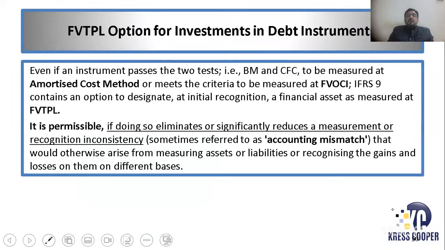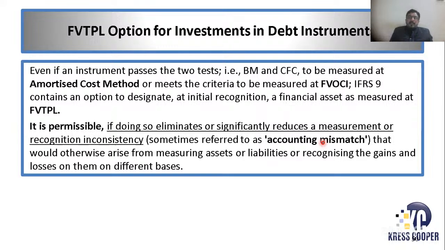So the fair value option can also be used for all the investments, be it through OCI or amortized cost method. All the investments can be measured at fair value through profit and loss, but it would be an irrevocable option. Why do we do so? To eliminate the recognition inconsistency, or to eliminate the accounting mismatch.